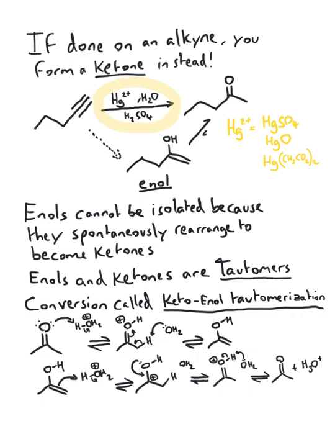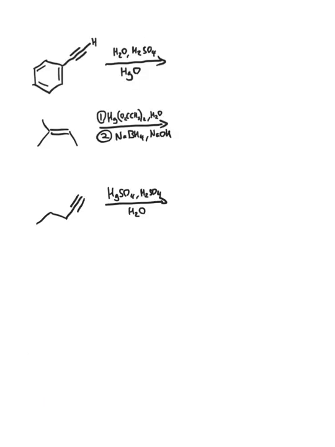Long story short, if you see a double or triple bond and you see mercury in your reaction conditions, expect to form some form of alcohol, and in the case of a triple bond, it will be a ketone. Now you have a go. What would be the products of these following reactions? You may pause now. And here are the answers.